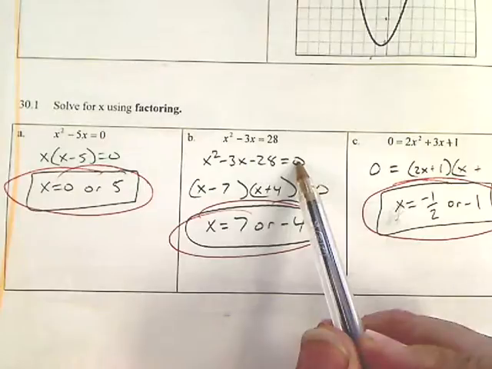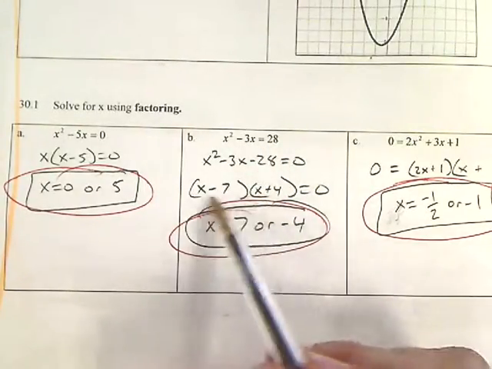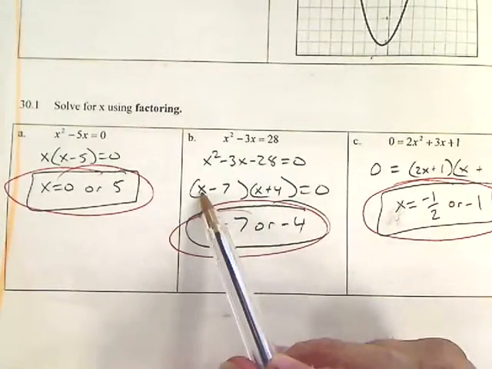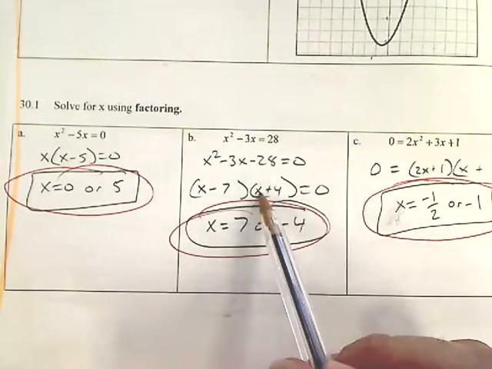It has to equal 0 to use the zero product property. So I subtracted 28 from each side. Then I factored. And how do I make that 0? 7 minus 7 is 0. So 7 is one of the answers. -4 is the other one.